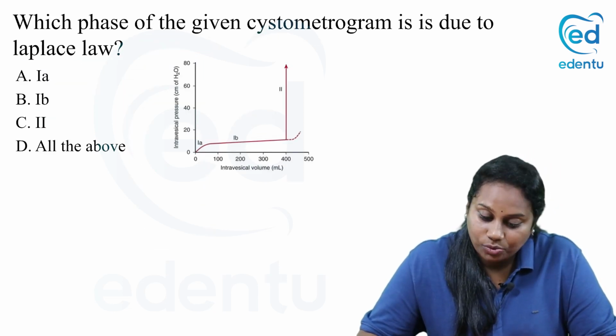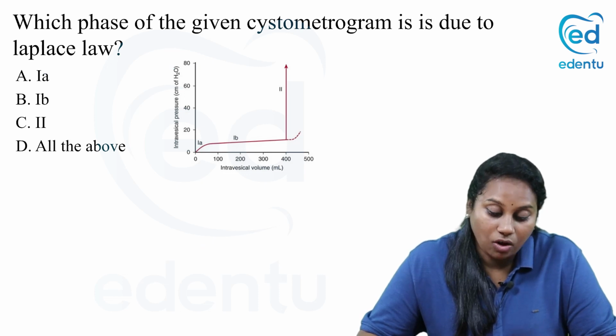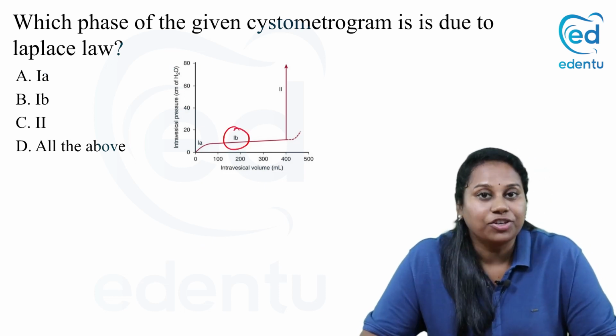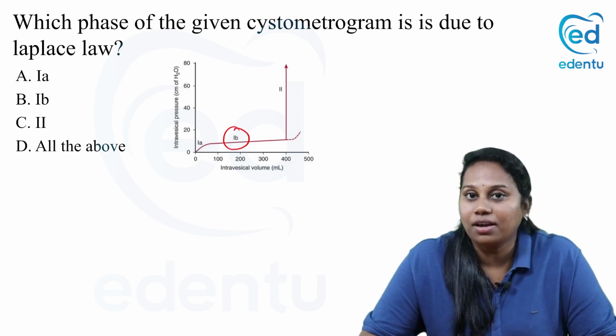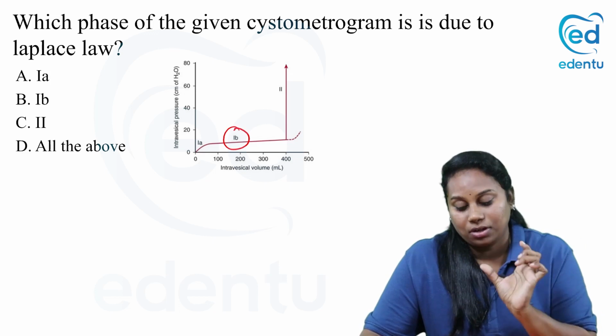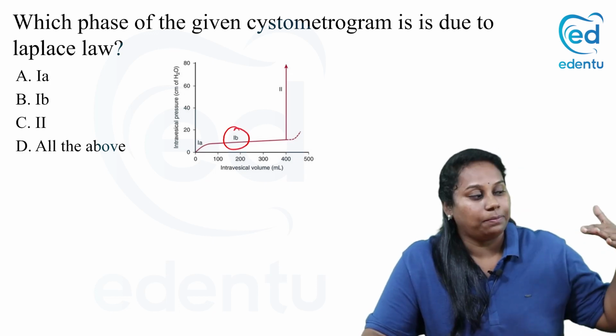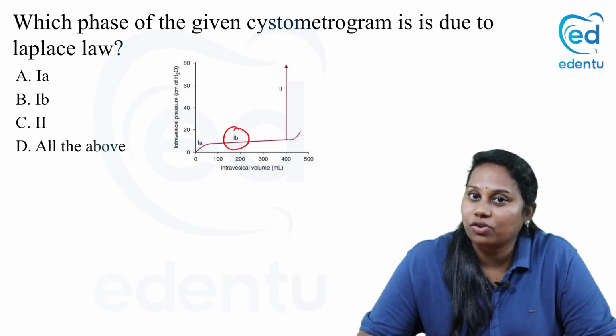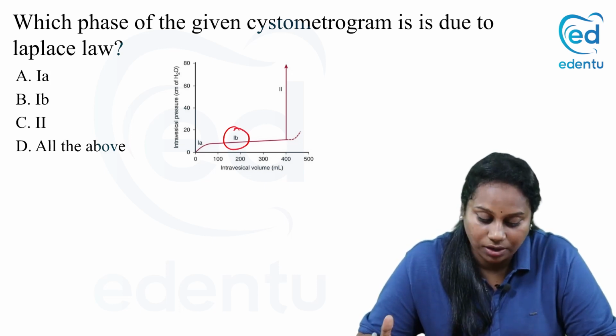Which phase of the given cystometrogram is due to Laplace law? So what is Laplace law? Pressure is equal to 2T by R. Because of Laplace law, from 100 ml to around 400 ml, it remains a plateau. There is increase in volume, but pressure remains constant. So that is phase 1B.